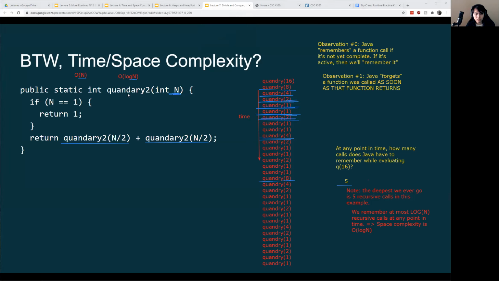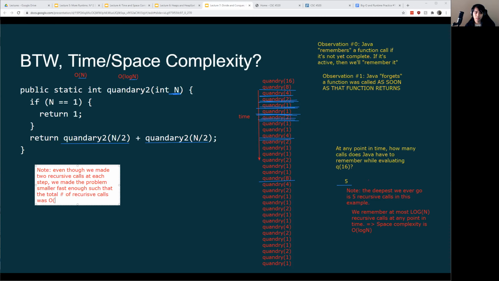All right, so the first thing we want to observe is that even though we made so many recursive calls, the runtime is actually really nice here. Quandary 2 is really efficient, and the amount of space it uses is pretty efficient too. Even though we made 2 recursive calls at each step, we made the problem smaller fast enough such that the total number of recursive calls was O of n.